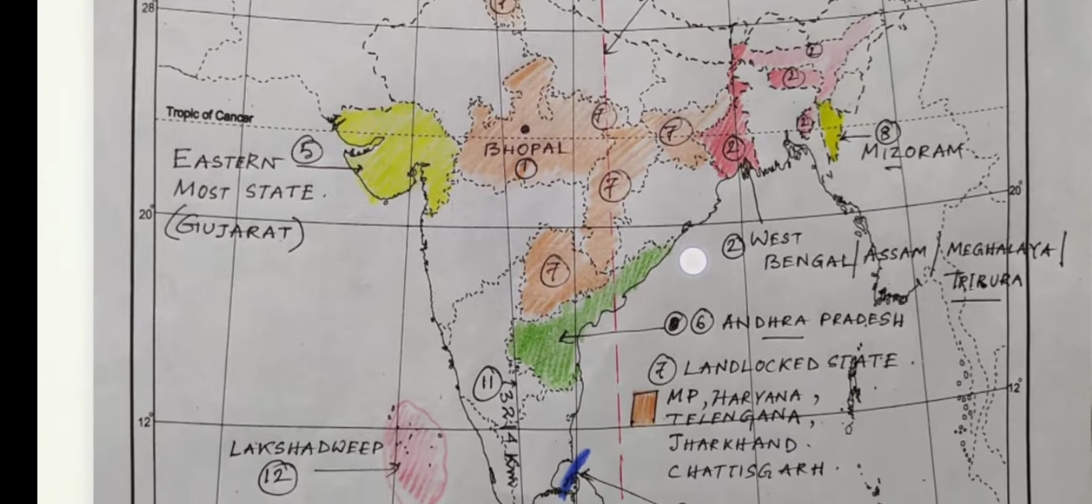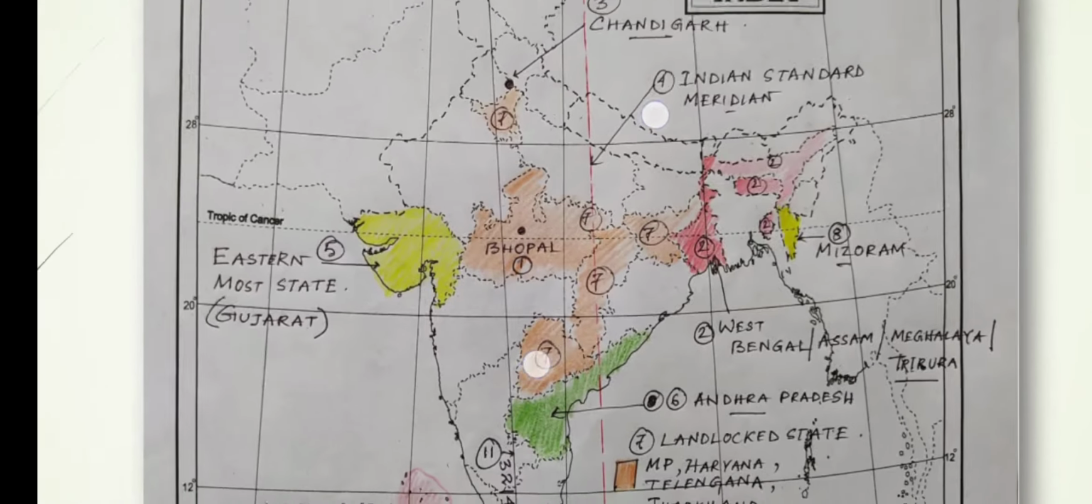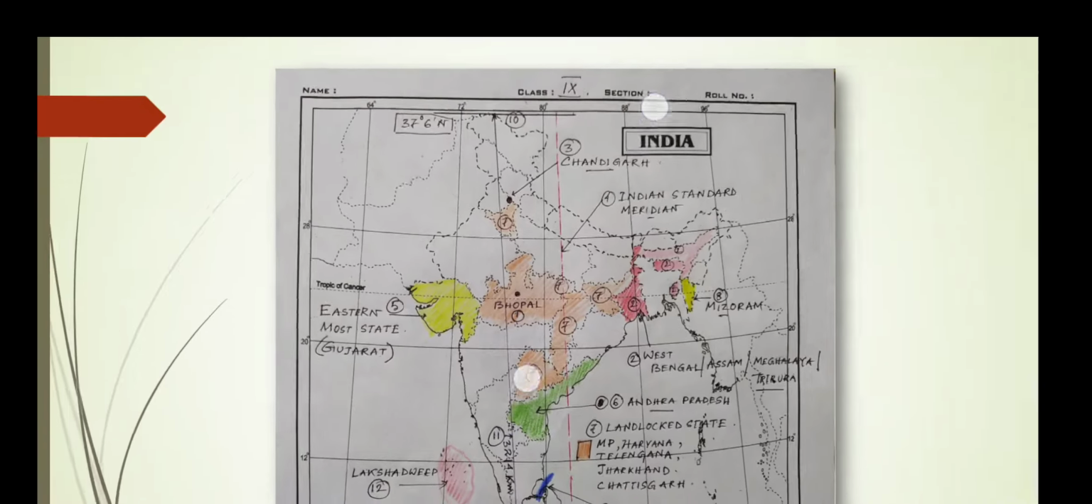In the index also I have given the names of the landlocked states: MP, Madhya Pradesh, Haryana, Telangana, Jharkhand and Chhattisgarh. All five states are marked over here. In the examination you will mark only one or two, whichever is asked in the question.